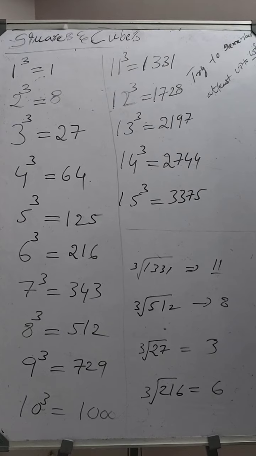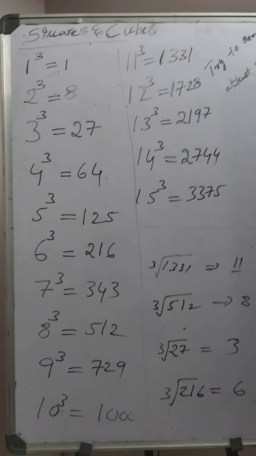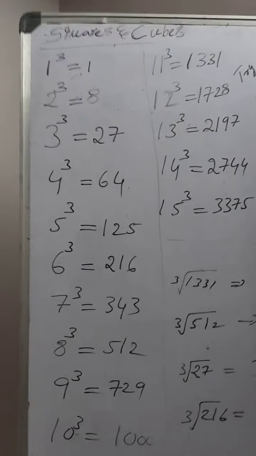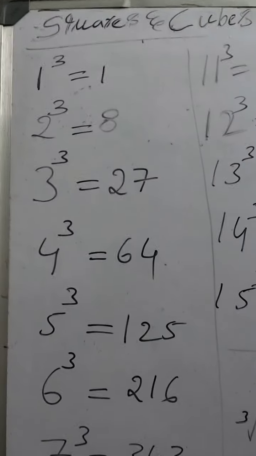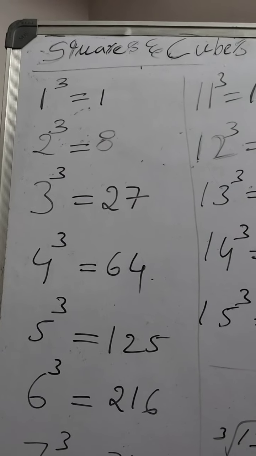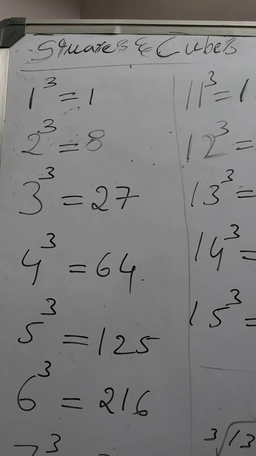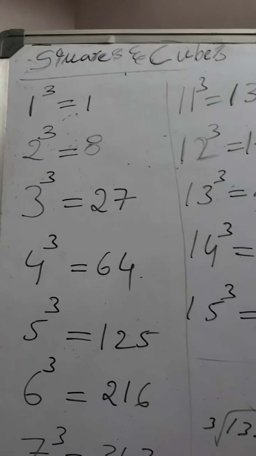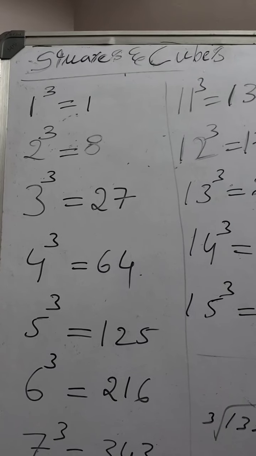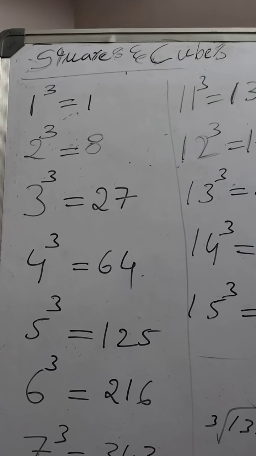So now come to the cubes. Let's see how the cubes will be. 1 cube is equal to 1. 2 cube is equal to 8. How 2 cube is 8 comes is 2 into 2 into 2. If you multiply 2 three times, that is 2 cube, which is equal to 8. 2 into 2 is 4, 4 into 2 is 8.